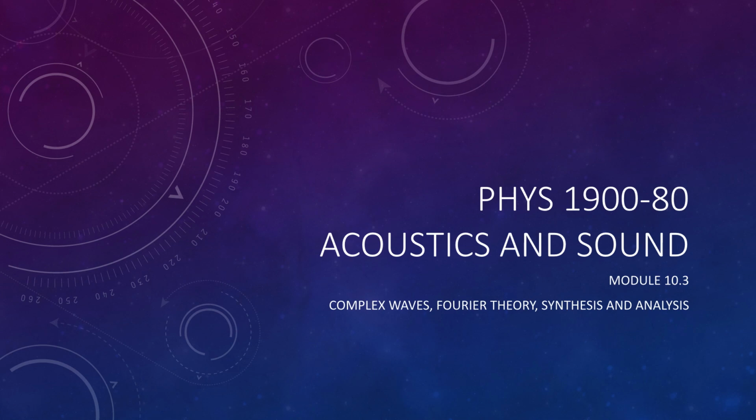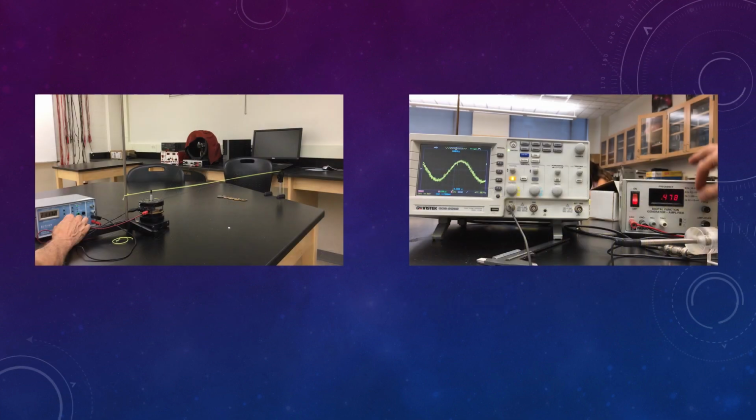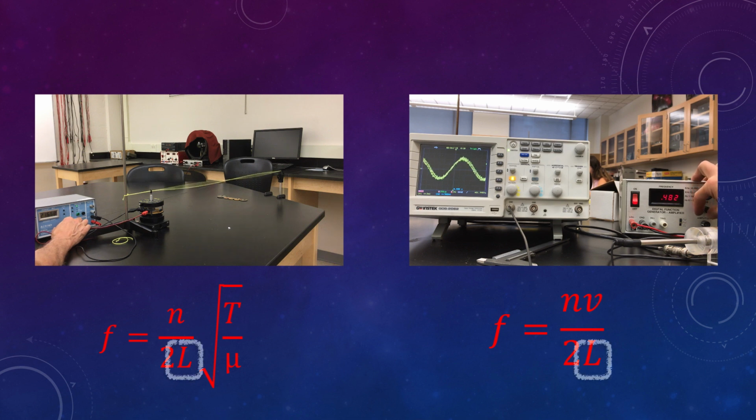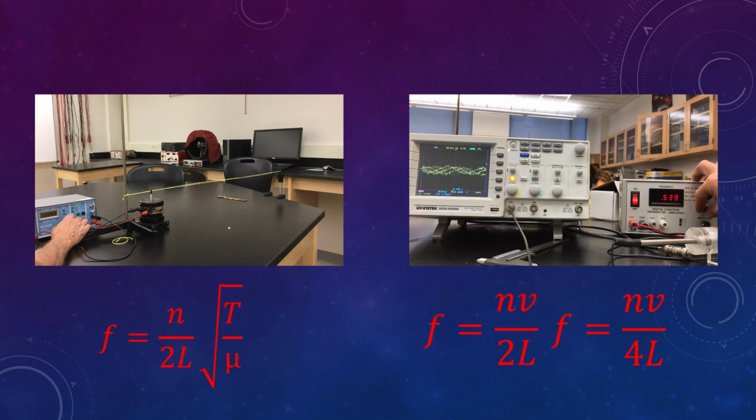Module 10.3, Complex Waves, Fourier Theory, Synthesis, and Analysis. We saw how standing waves can be created in strings and tubes. The frequencies of the waves were determined by the length of the tube or the string. For tubes, it also mattered if one end was open or not.